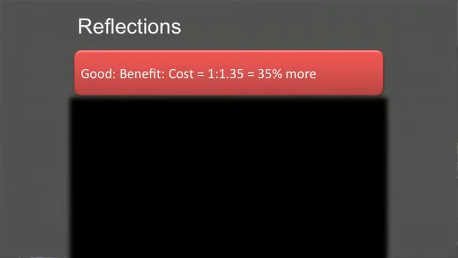That is cost to benefit, not benefit to cost. Sorry. Yes, it is. It is one of cost to 1.35 of benefit. Sorry, that's an error, right?